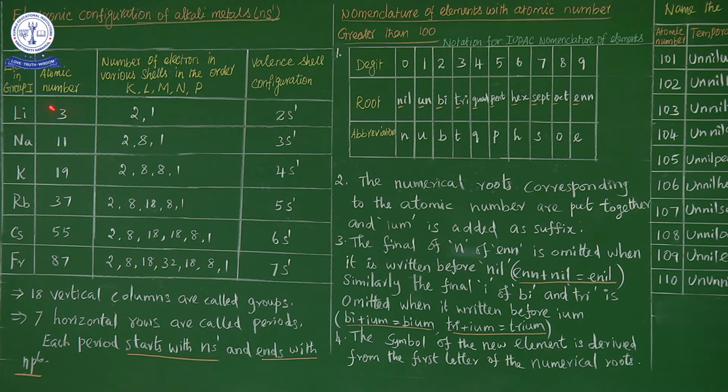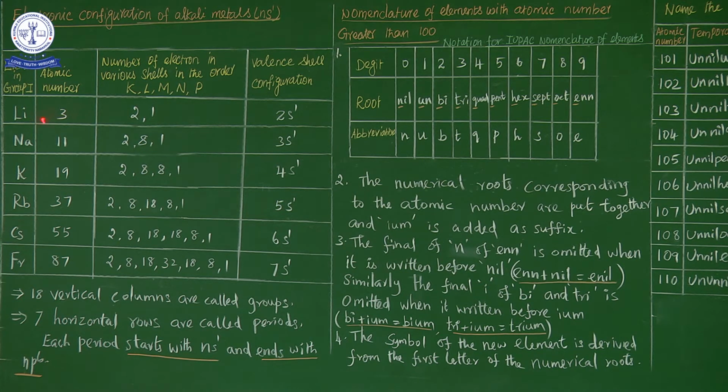The atomic number is equal to the number of electrons. The electrons are filled in the various shells in the order K, L, M, N, P. In the previous lesson we saw how to write the electronic configuration of elements. First the electrons are filled in the K shell, then the L shell, then the M shell, then N, then P. Let us see how many electrons we have filled.